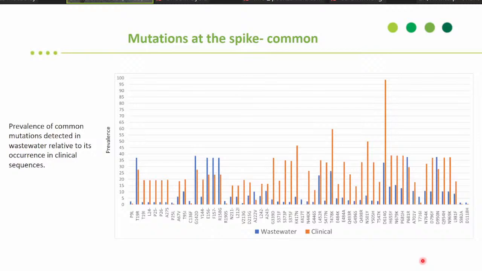So we did not use all the mutations. We just used the mutations that were present at more than 1%. And we tried to look into the details of these mutations. What actually are these mutations? And then we divided them into two parts.